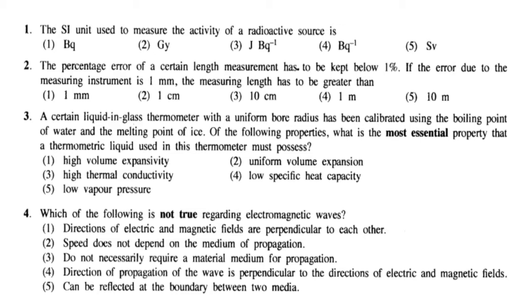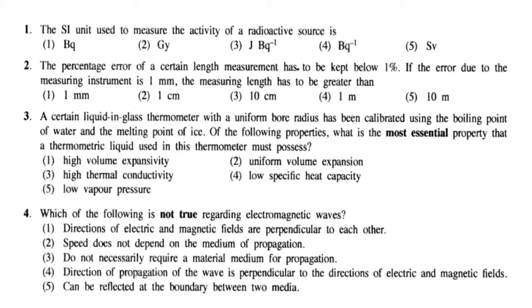They say that this bore is uniform and the fixed points are 0 degree Celsius and 100 degree Celsius. So this is calibrated by dividing that height into 100 equal parts, and they expect that when the temperature rises, this thermometric liquid also should rise inside the thermometer in a linear way, uniformly. So to satisfy that, it should have a uniform volume expansion. The answer is 2.